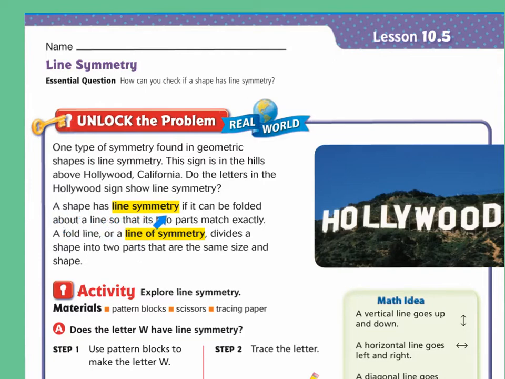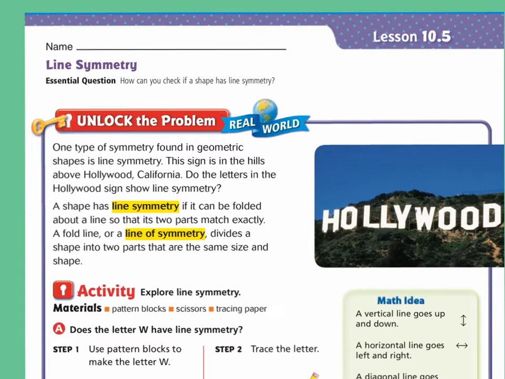A shape has line symmetry if it can be folded about a line so that its two parts match exactly. A fold line or a line of symmetry divides a shape into two parts that are the same size and the same shape. So again, they are a reflection or mirror image of each other. Now, do understand that a line will not, and usually will not, be there for you.